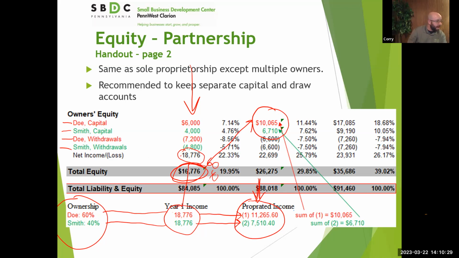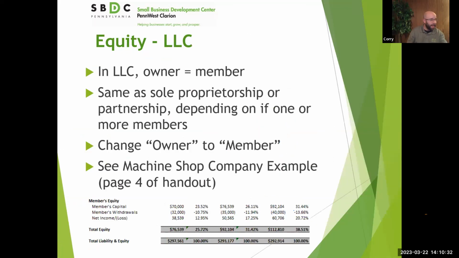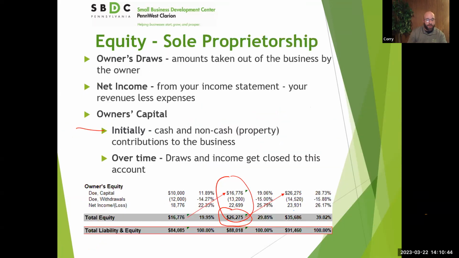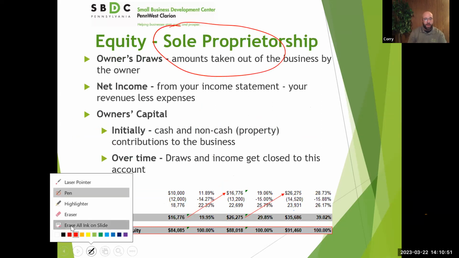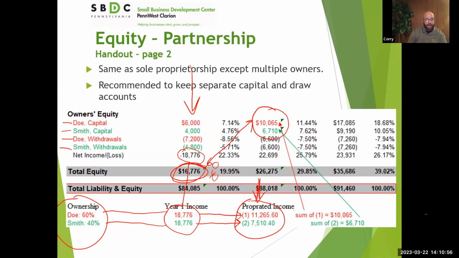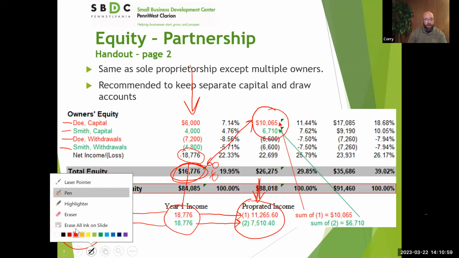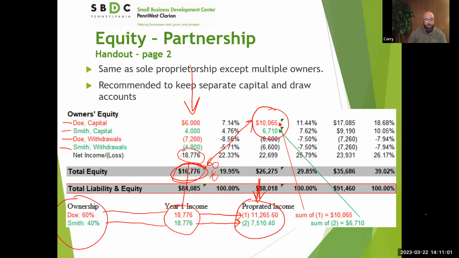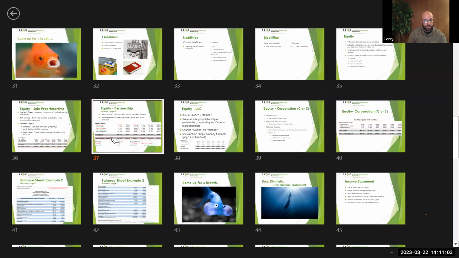Now, after the partnership, we have the LLC equity account. The LLC equity account depends on whether there is one owner or multiple owners. So if you're an LLC sole proprietorship, you are back here where it says sole proprietorship. If you are an LLC partnership, then you're going to come back here where it talks about being a partner.